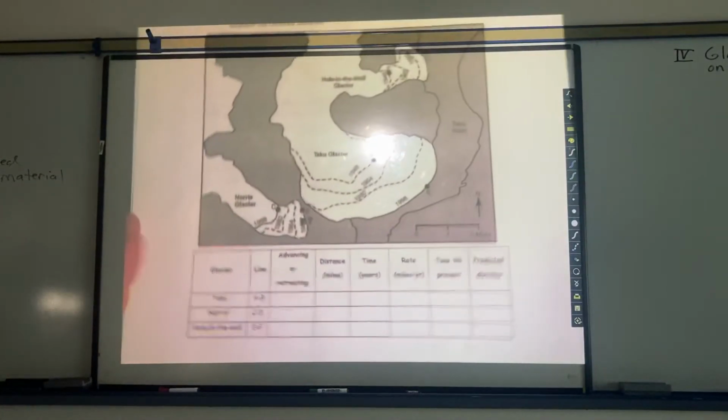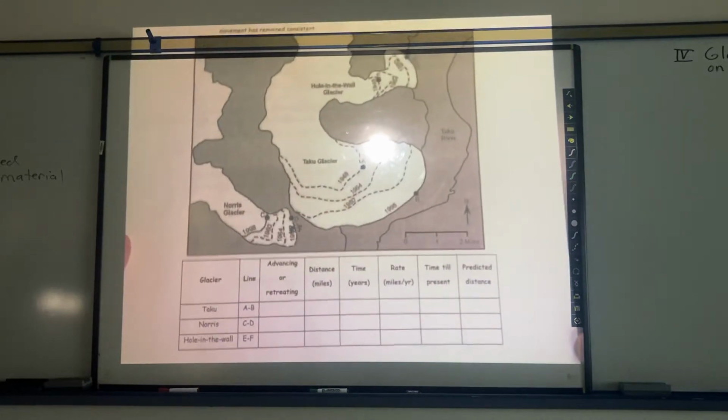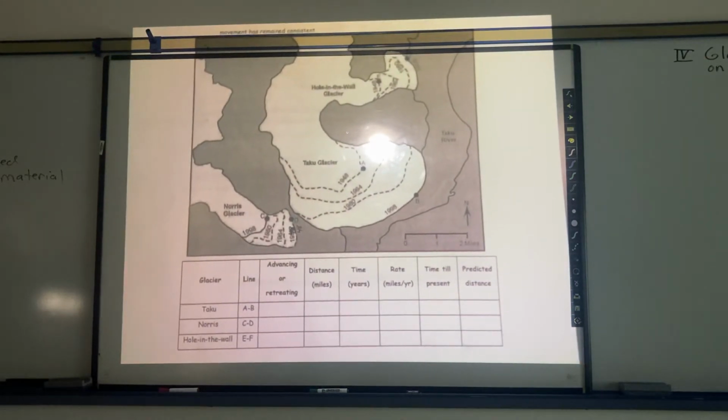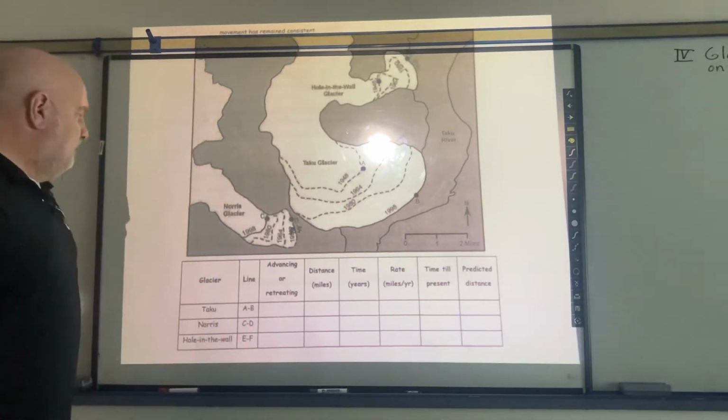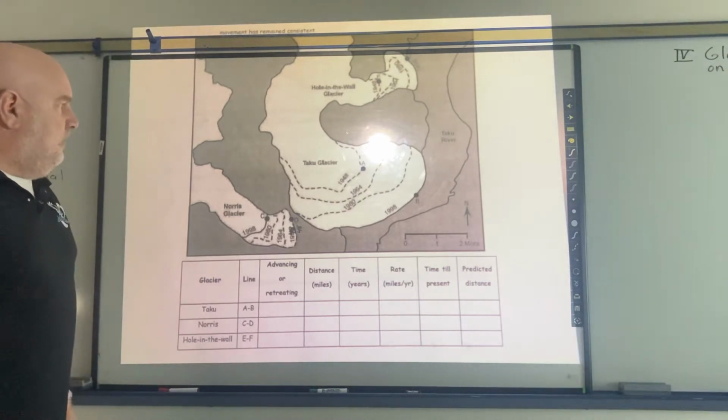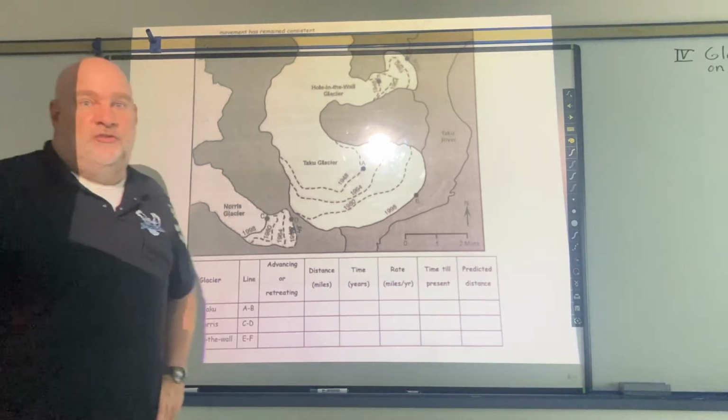Now this part here is probably the only part that really requires much of an explanation. What we have here is a diagram of 3 Alaskan glaciers. And what we want to do is we want to figure out a few different things from this.